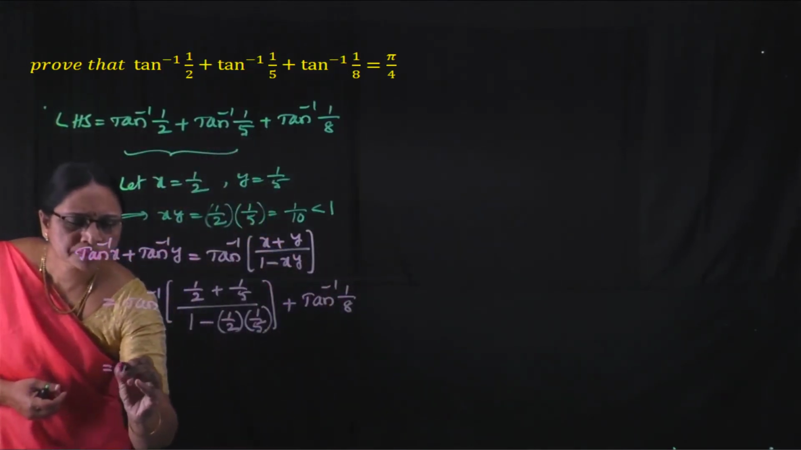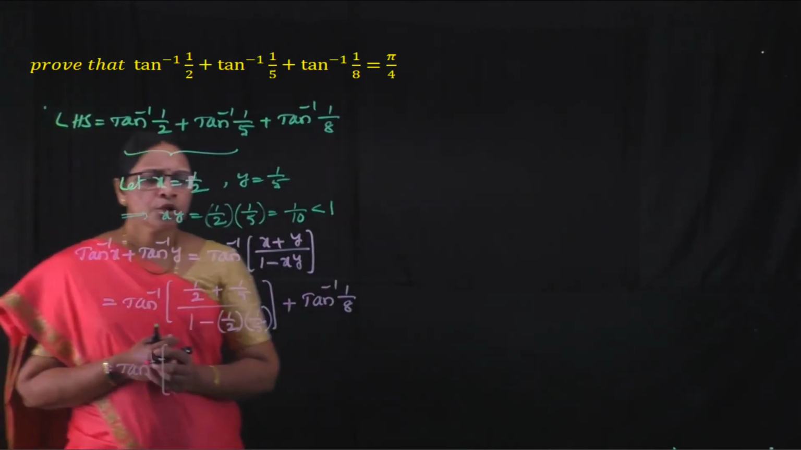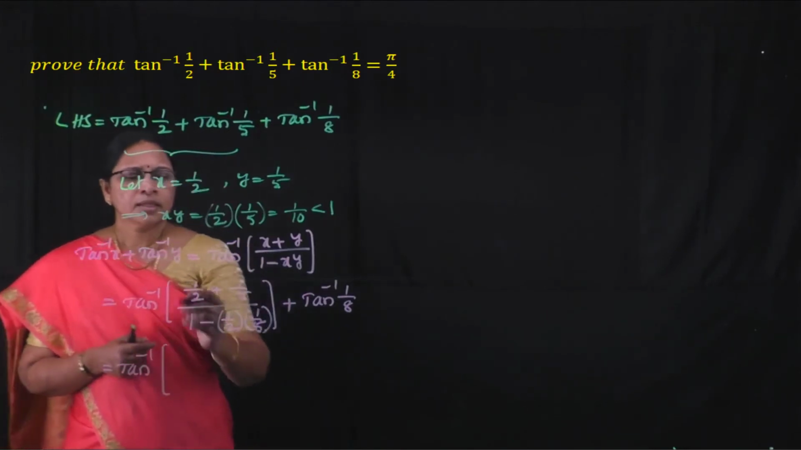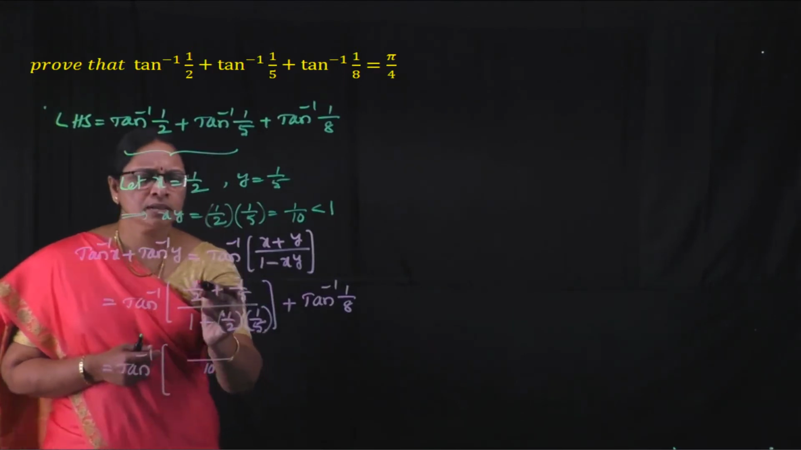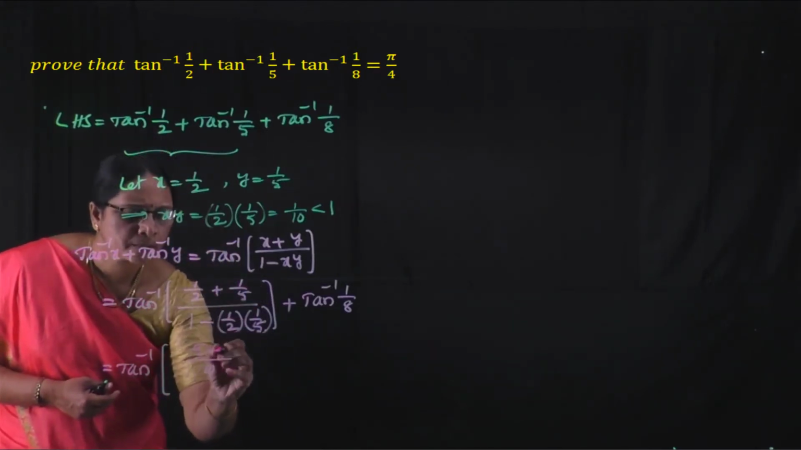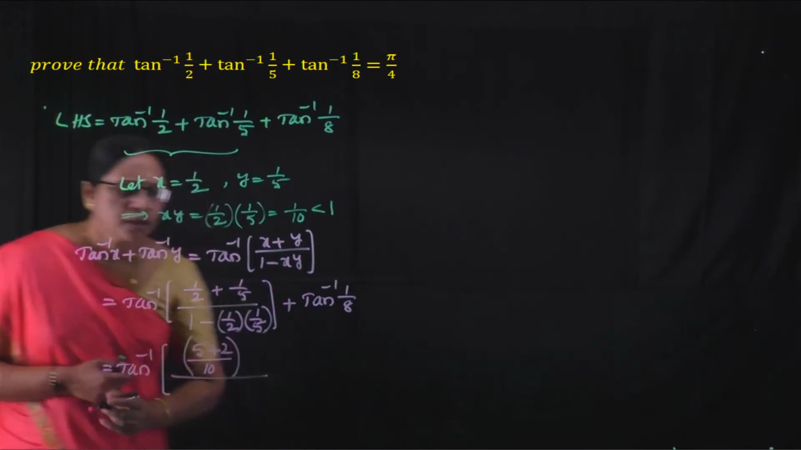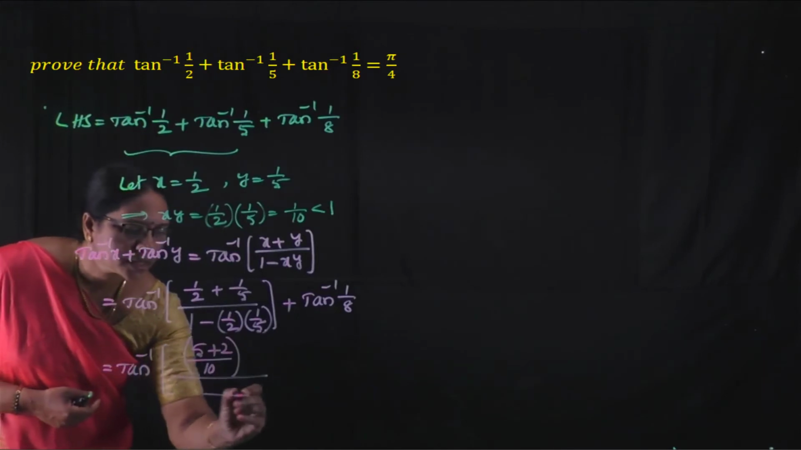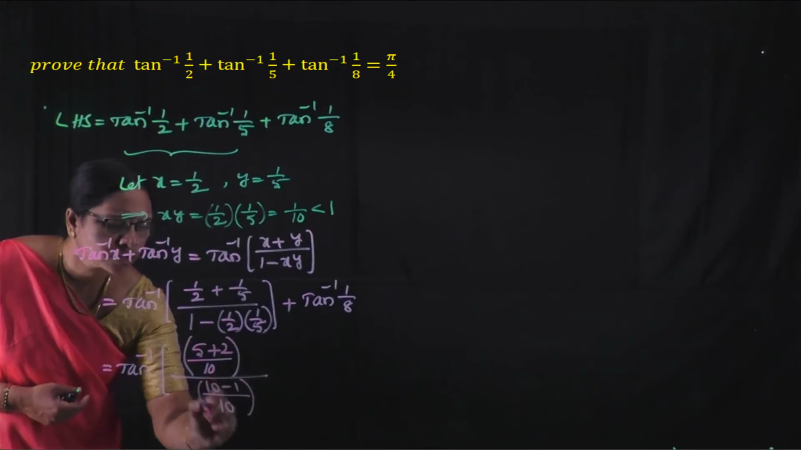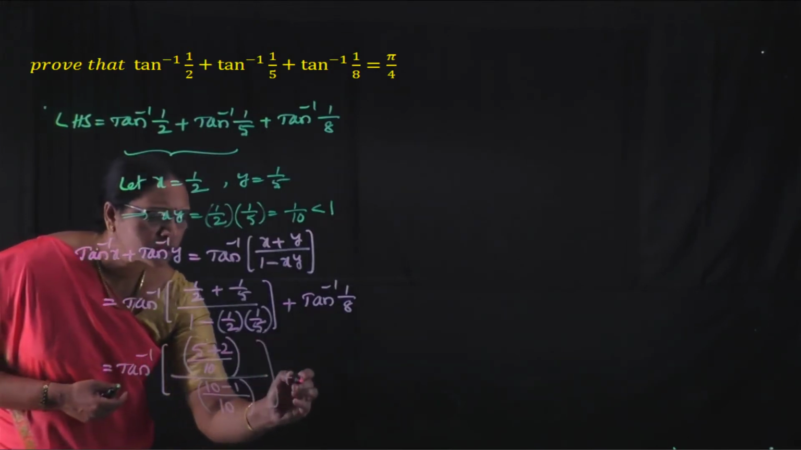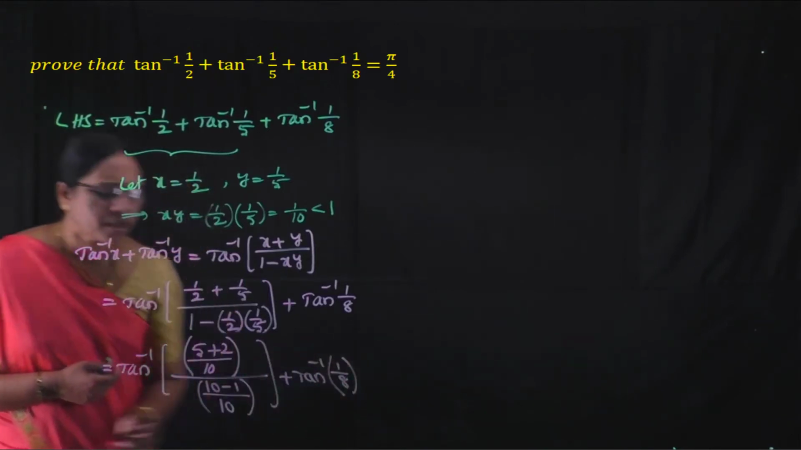That is equal to tan inverse of, take LCM, the numerator and denominator. Here LCM in numerator is 10. Here 1 into 5, 5 plus 1 into 2, 2 whole divided by. Here LCM in the denominator is 10. Here numerator is 10 minus 1, plus tan inverse of 1 by 8.